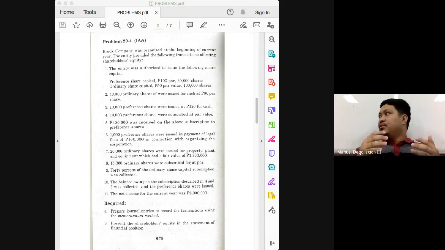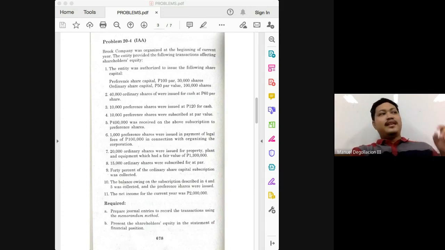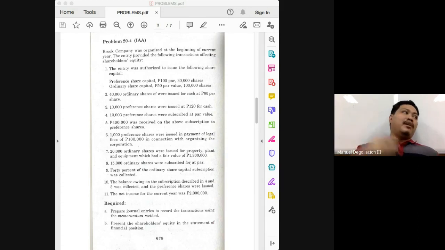One of the most important things to remember for journal entries for your shareholders' equity transactions, class, is that the amount that will enter your share capital account should only be the par value of the shares that are involved. It does not matter how much was the issue price. Here we are issuing shares. And what does that mean? The amount that will enter our ordinary share capital should only be the par value of the ordinary shares that are being issued.